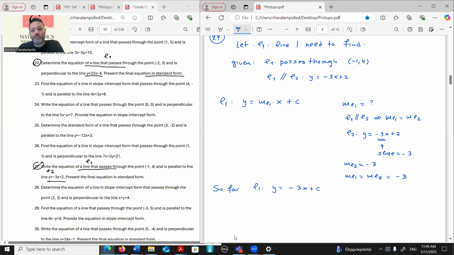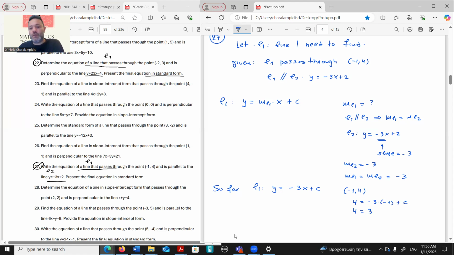Now, we need to find the value of c. How? We will use a point, the point (-1, 4). We know that this point is on line L1. L1 passes through this point. So the coordinates of that point, -1 and 4, if properly substituted in places of x and y, will produce a true statement, which means that for x equals -1 and y equals 4, the y equals -3x plus c will become 4 equals -3 times -1 plus c.